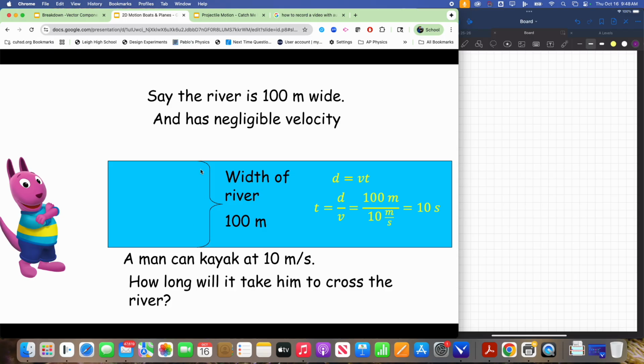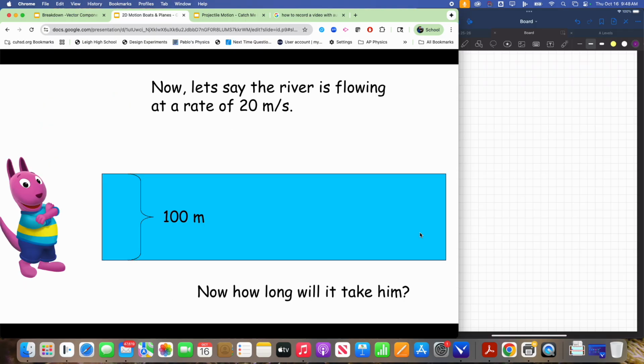So he kayaks in this direction across the river. He's going to have to go 100 meters. He's going 10 meters per second. It'll take him 10 seconds to go across the river. 10 seconds. Now let's assume the river is flowing now. And so now the person is going to row their kayak in this direction along the red arrow. But the river is moving in this direction, the longer red arrow, at 20 meters per second. How long is it going to take him to cross the river?